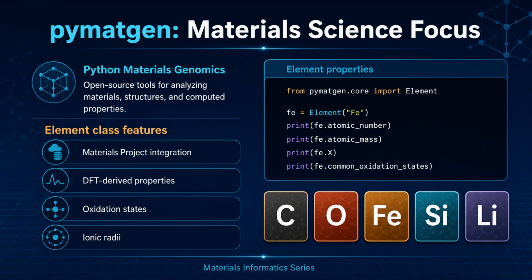PyMatchen's element class is designed for materials science applications. It integrates with Materials Project, provides both experimental and DFT-derived properties, and handles oxidation states and ionic radii. It's the foundation library underlying mapminer. Use PyMatchen when you need material-specific properties like ionic radii for different oxidation states or electronic structure data.